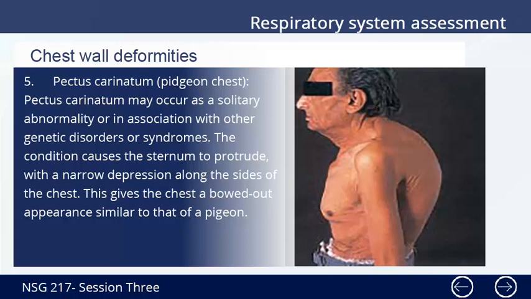Number 5, pectus carinatum, that is pigeon chest. Pectus carinatum may occur as a solitary abnormality or in association with other genetic disorders or syndromes. This condition causes the sternum to protrude with a narrow depression along the side of the chest. This gives the chest a bowed out appearance, similar to that of a pigeon, as illustrated in the diagram below.